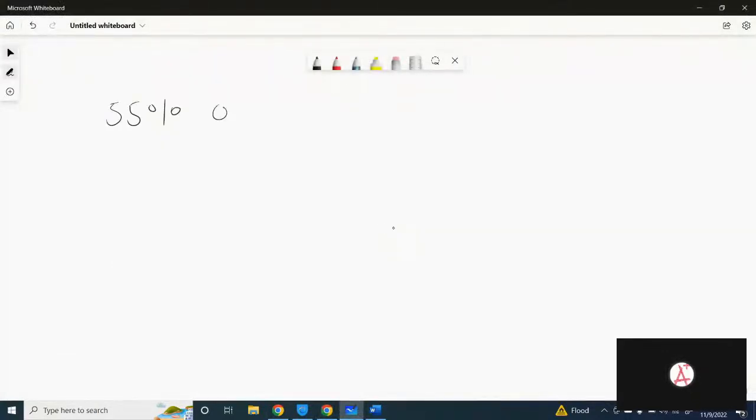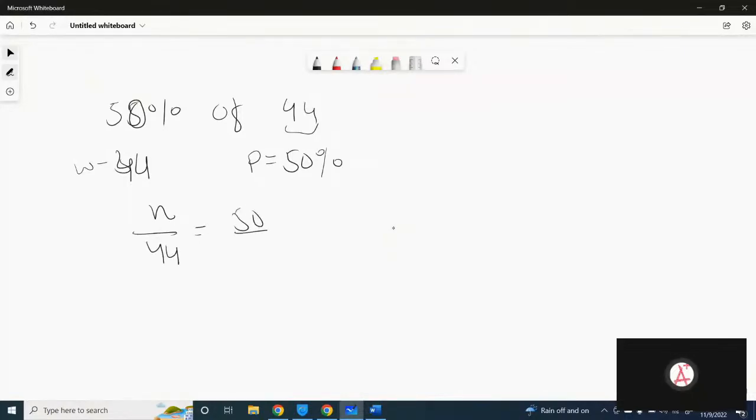50% of 44. This is the whole number, and you have to compare the part of this number, 50%. Got it? Just form a proportion. It would be n divided by 44 equals 50 divided by 100. Got it?